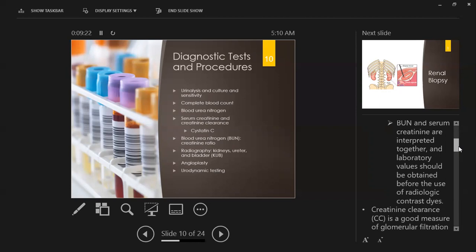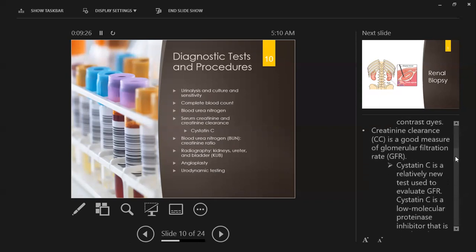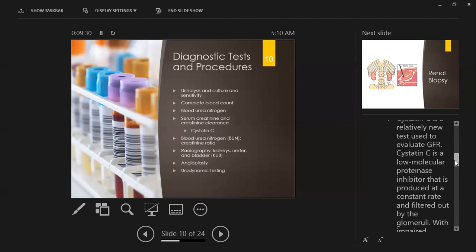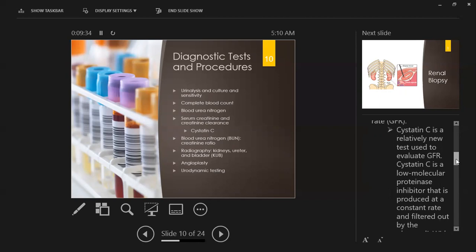Creatinine clearance is a good measurement of glomerular filtration, right? To see if it's doing an effective job. So we might do a creatinine clearance, we may do a GFR, right? And we would want that rate to be high, which would say that the kidneys are filtering at a very high rate, not a low rate.